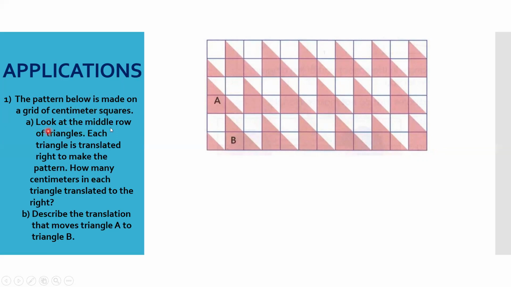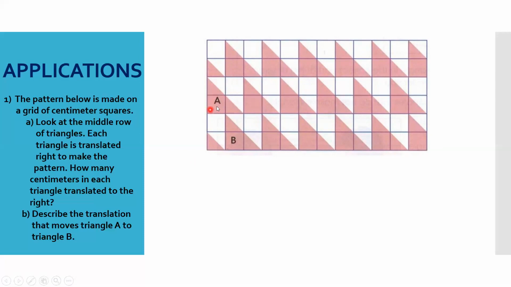Now, let's see the first A part question. Look at the middle row of the triangles. So this is the middle row of this pattern. See, this is the first row, second row, third row. So obviously, this will be the middle row of the pattern. Each triangle is translated right to make the pattern. See, concentrate on this row.